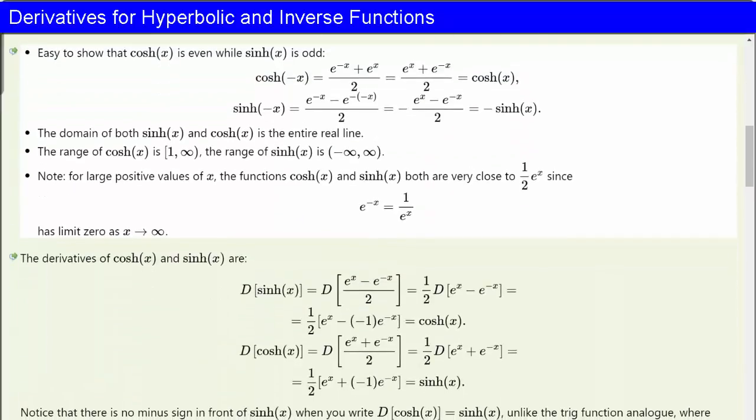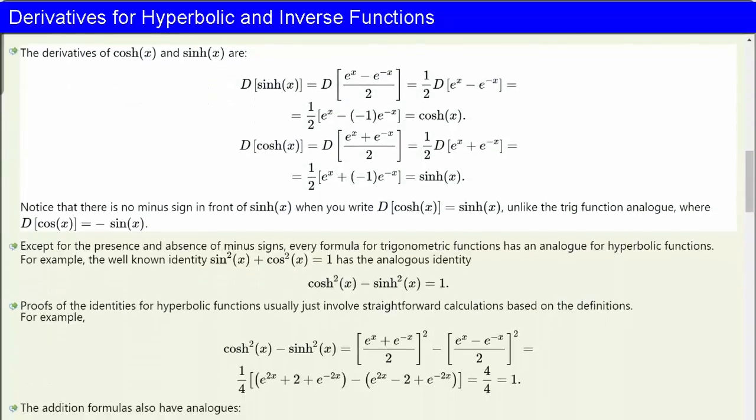It is easy to show that cosh x is even while sinh x is odd. Just write out the definitions and it's perfectly clear. The domain of both sinh and cosh is the entire real line. The range of cosh is 1 to infinity. The range of sinh is the entire real line. Notice that for large positive values of x, the functions cosh x and sinh x look very much like 1/2 e^x, since e^(-x) is 1 over e^x and has limit 0 as x tends to infinity.